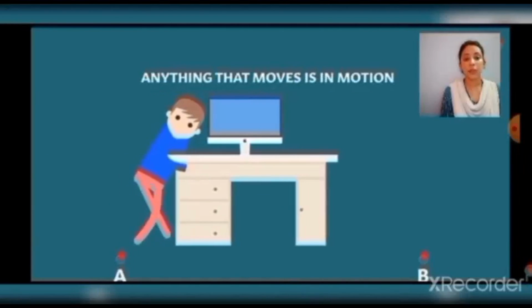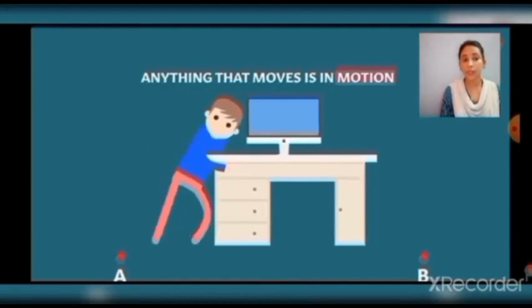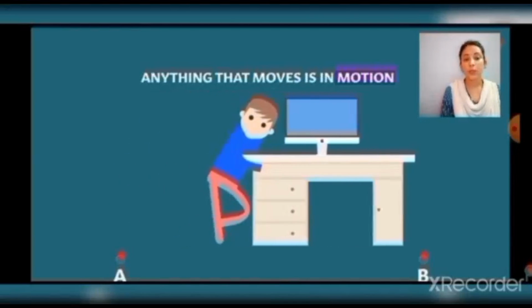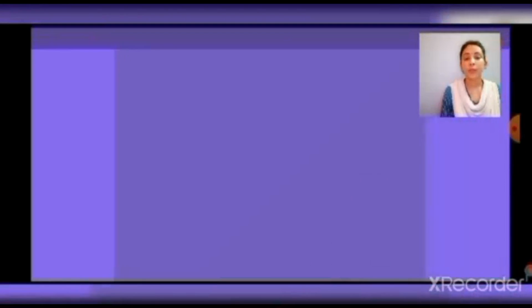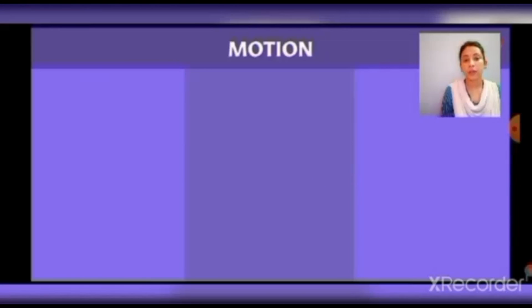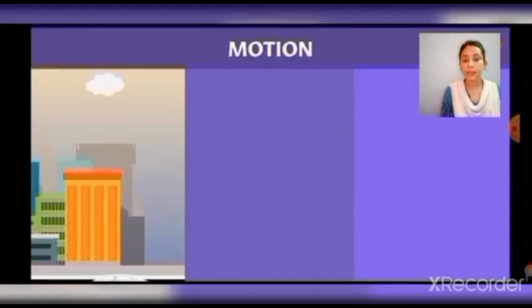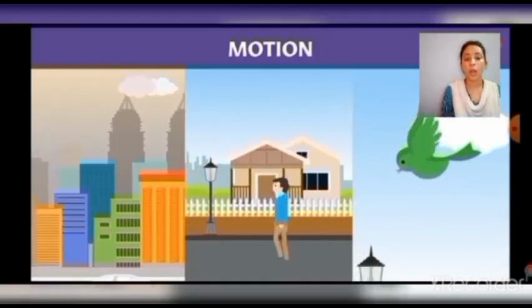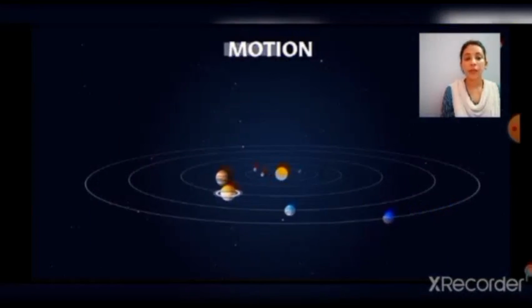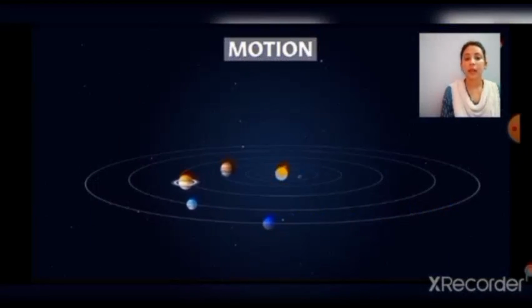Suppose there is a man who wants to take this table from position A to position B. So what is he doing? He is shifting. Anything that moves is called in motion. We see motion all around us. Moving vehicles, people moving across the street, and birds flying, all are in motion. Even the earth and other planets are in motion, continuously revolving and rotating, showing motion in different forms.